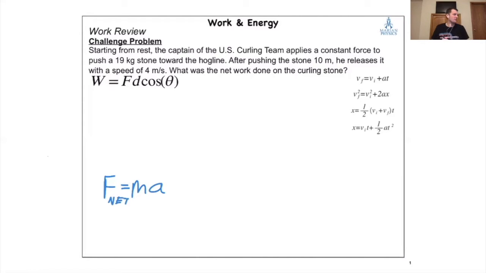So everybody eventually used F equals ma in this problem at some point. Yeah, you kind of have to, because this work equation requires a force, and they didn't give us a force. They told us the displacement was 10 meters. And we can talk about it more if you want, but I think everybody figured out it was probably cosine 0 because he's pushing it in the same direction as the displacement. But we need this force value, and the only way to get that is to calculate it.